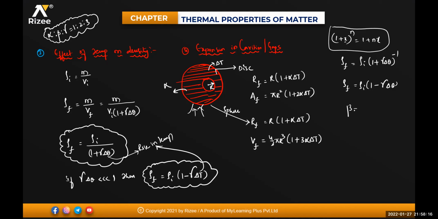Now beta is 2 times alpha. Gamma is equal to 3 times your alpha. This is a relation you need to remember between alpha, beta and gamma. So alpha is to beta is to gamma is 1 is to 2 is to 3. Beta is equal to 2 times alpha and gamma is equal to 3 times your alpha. Is that clear?